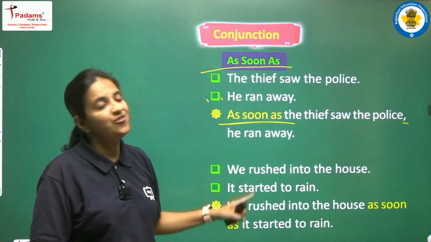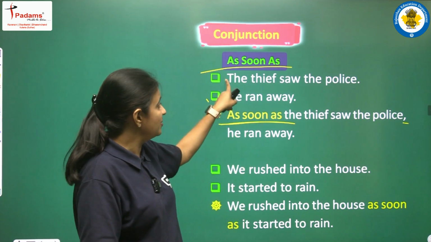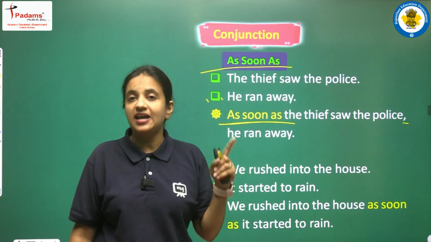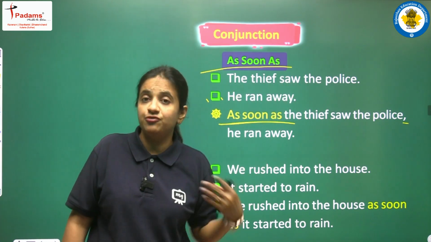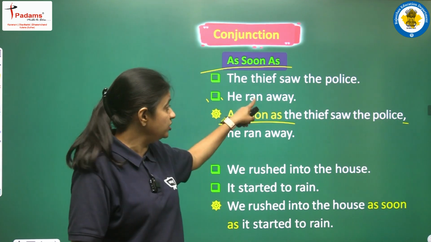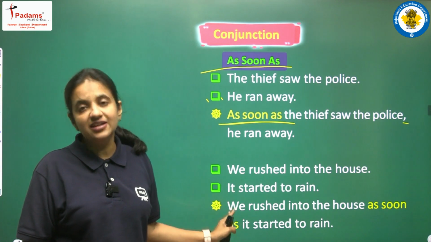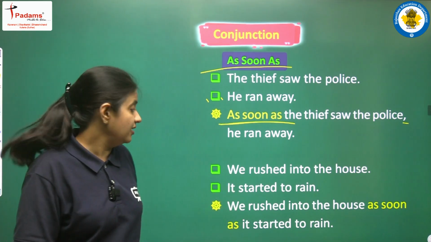So because of that we are using as soon as here in the beginning of the first sentence, because in this sentence we have the action that happened before, that happened earlier than the other action. Clear? We have one more example here to make this absolutely clear.